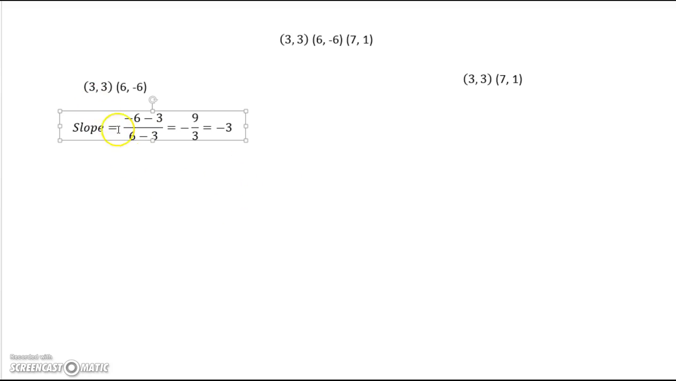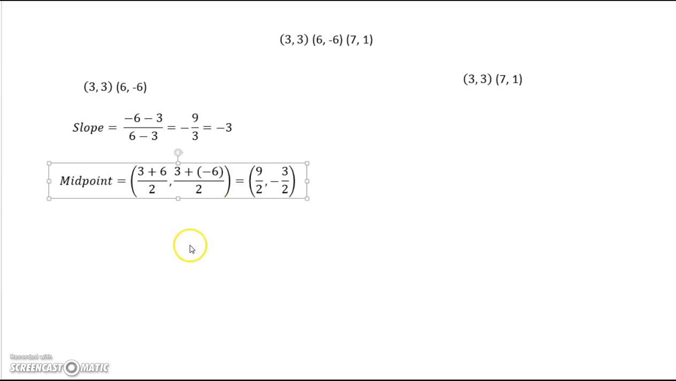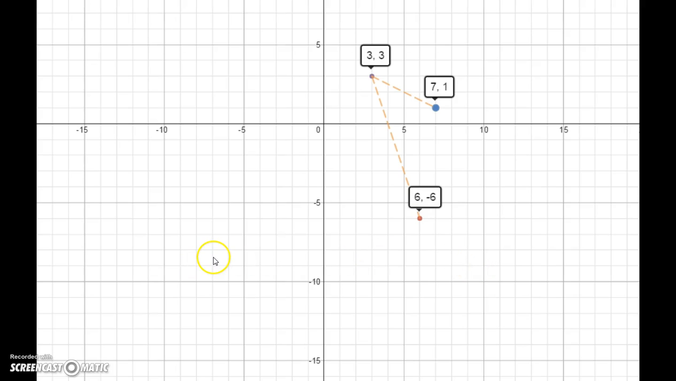Now we need to find the midpoint by averaging our x values and our y values. If I do that, I find that the midpoint of this line is at (9/2, -3/2). So let's look at those calculations that we just did. I already drew the line, but let's go ahead and draw in that midpoint at (9/2, -3/2). You see there it correctly creates the midpoint between these two points.